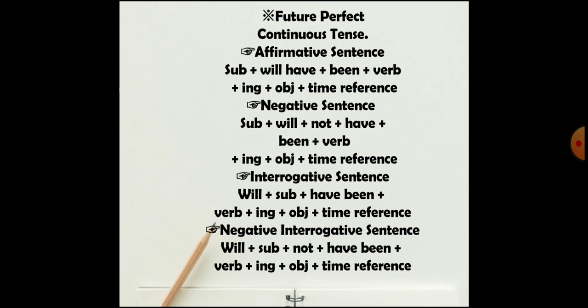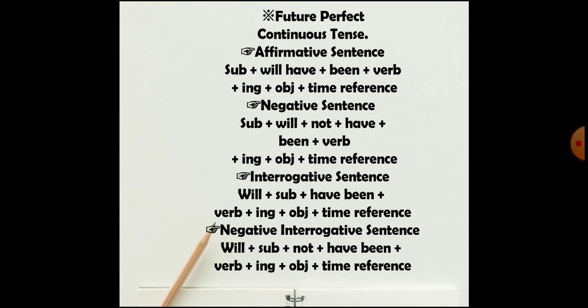For the negative sentence, we use subject plus will plus not plus have plus been plus verb plus ing plus object plus time reference. For the interrogative sentence, we use will at the start of the sentence, which is the helping verb. Then subject plus will plus have been. We use will and then subject. Then have been plus verb plus ing plus object plus time reference.